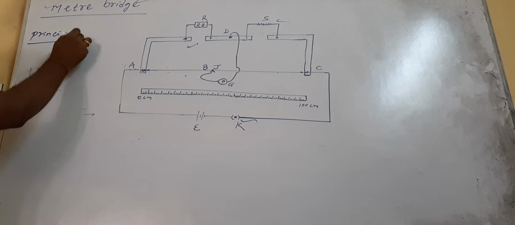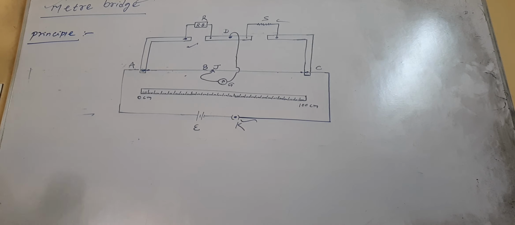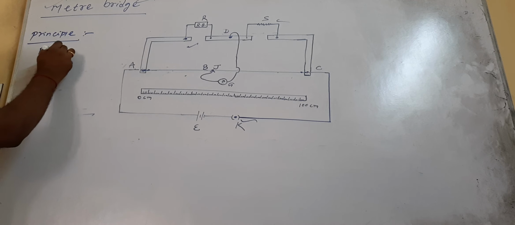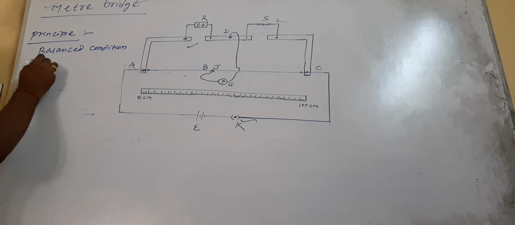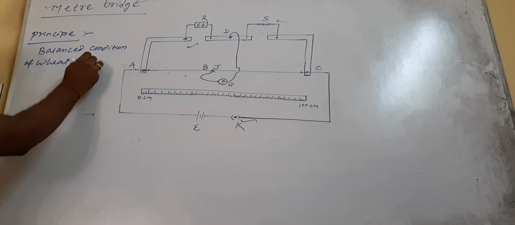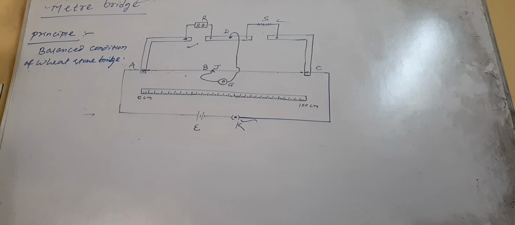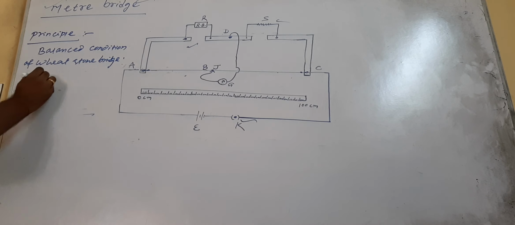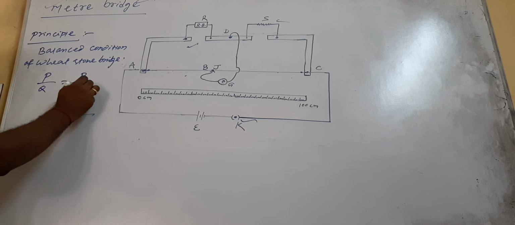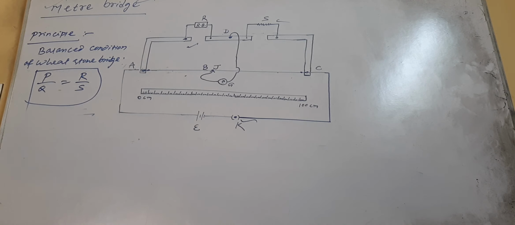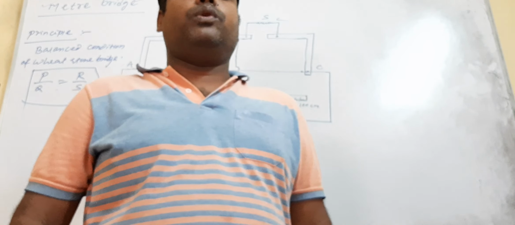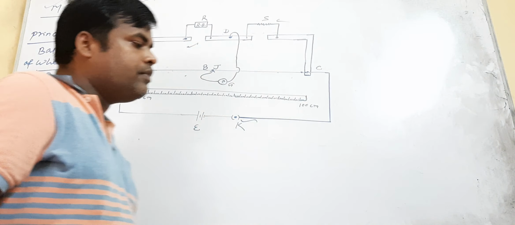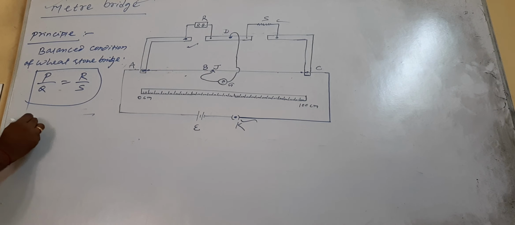Principle, it is based on the principle of balanced condition of Wheatstone bridge. That is P by Q is equal to R by S. P, Q, R and S are the four resistances, are the four arms of Wheatstone bridge. Then, what is the construction?